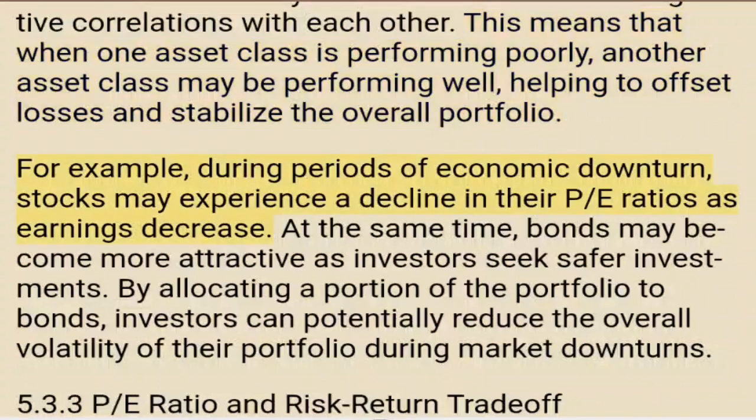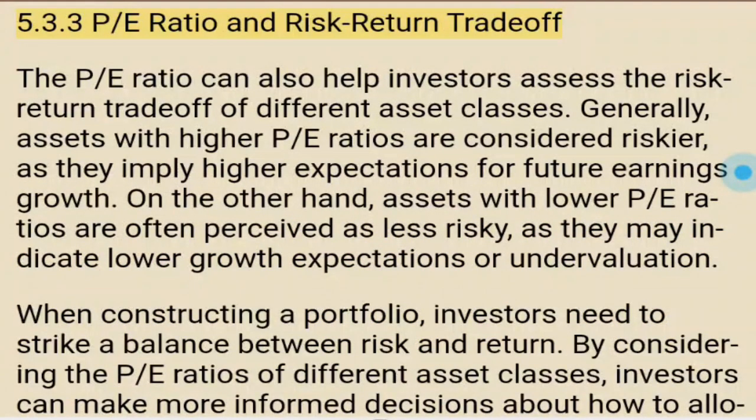For example, during periods of economic downturn, stocks may experience a decline in their P/E ratios as earnings decrease. At the same time, bonds may become more attractive as investors seek safer investments. By allocating a portion of the portfolio to bonds, investors can potentially reduce the overall volatility of their portfolio during market downturns. 5.3.3 P/E ratio and risk-return trade-off.